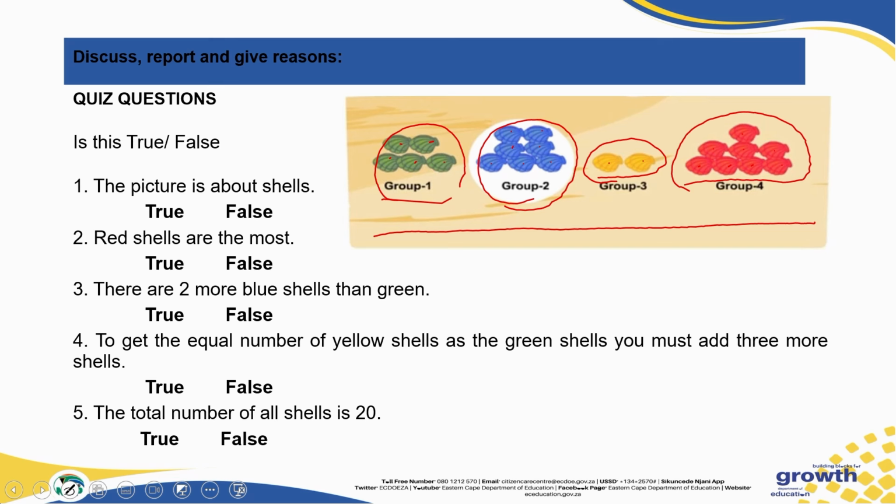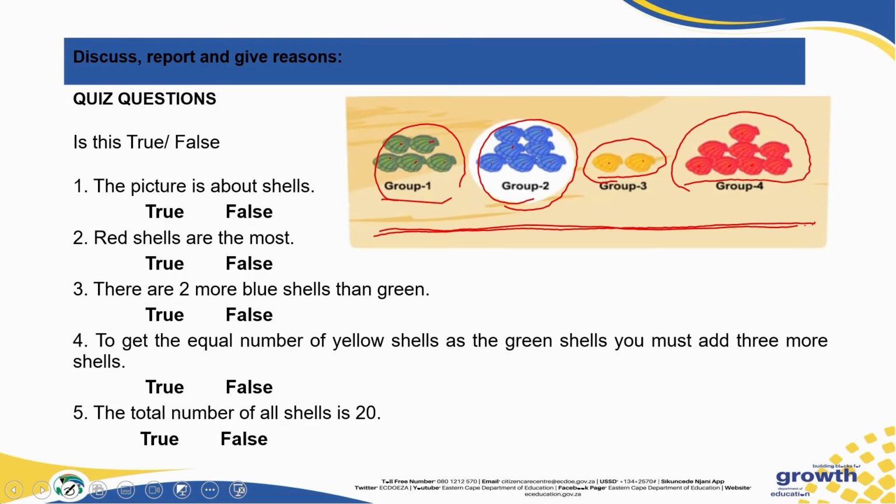Here is my first question. The picture is about shells. I've mentioned these things. What are they? The statement says the picture is about shells. Is that true or false? That's correct. It's true. Remember, I said I've collected shells and I've painted them in different colors. Well done, great ones. Let us move to our second question.